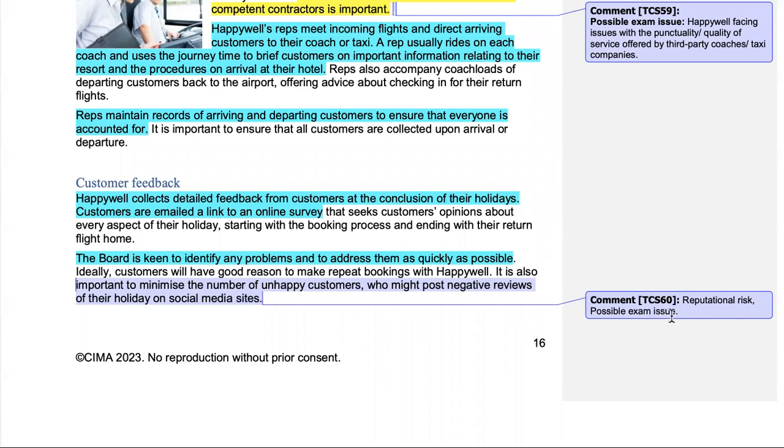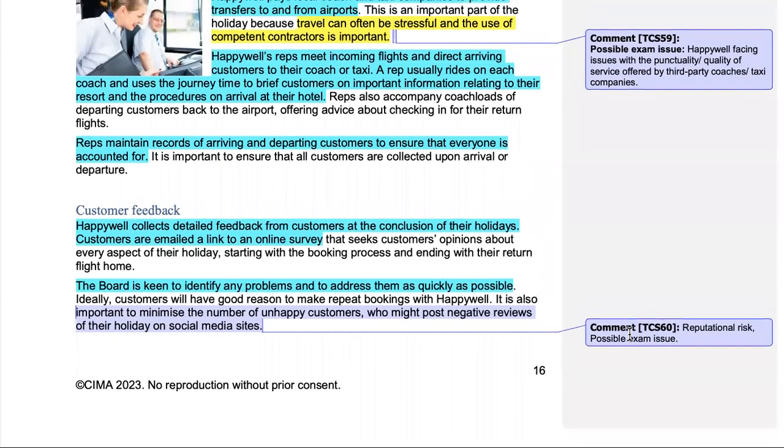So if that is the case, it leads to reputational risk, and this is a possible exam scenario which can be thrown at you. All right, so it brings us to the end of the first part of the pre-scene analysis pertaining to where I've highlighted the internal dynamics of the company.